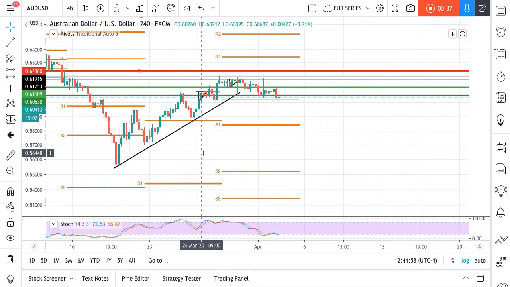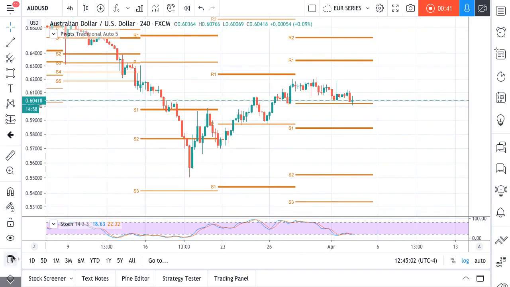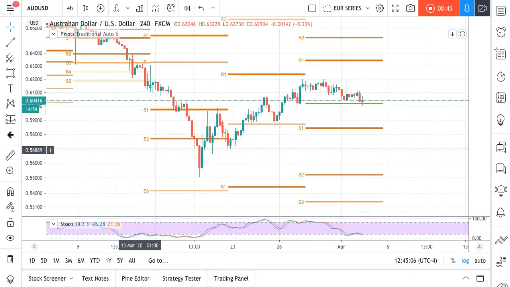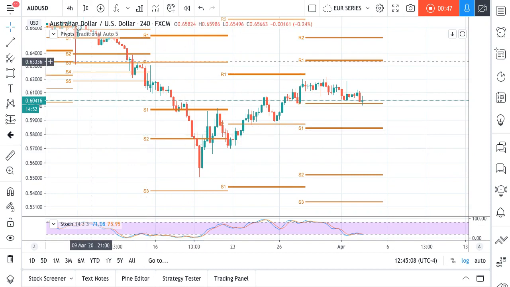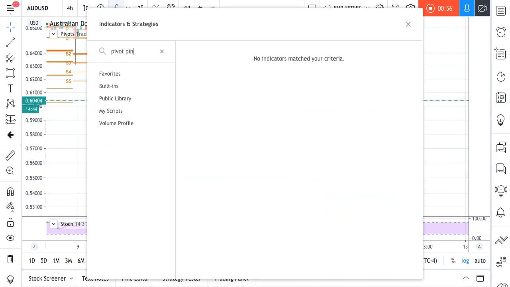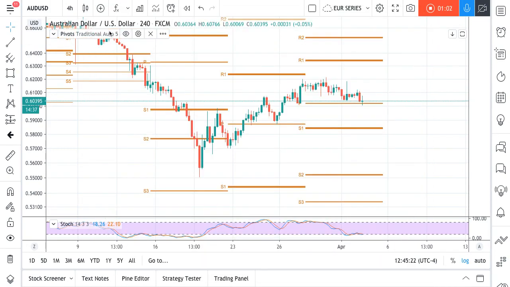Okay, so we're going to go over this very quickly. I'm just going to show you how to do it with a clean chart. All right. So the first thing that I did, for those, sometimes people get nervous plotting support and resistance. So you simply just go over to indicators and strategies, and you type in pivot point standard. You want to click pivot point standard. I already have mine on there.